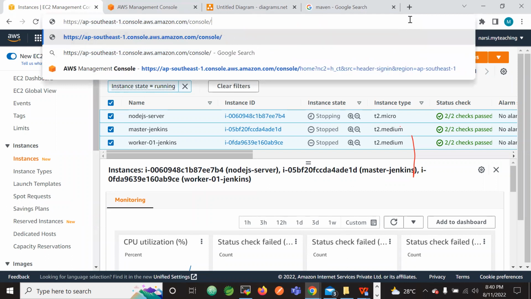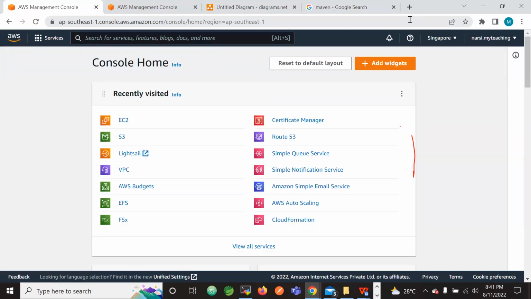So what is this console? How can we understand this console? How can we navigate from one place to another? Where do we have to look for things? All these things we will discuss.